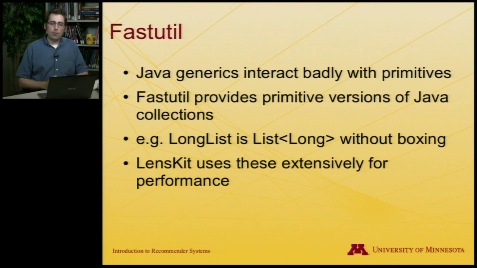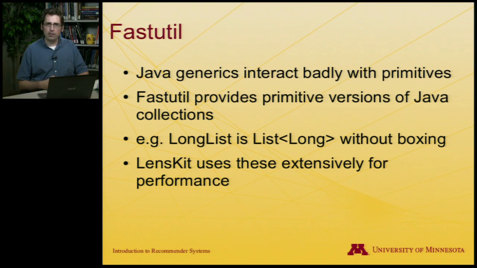LensKit also uses a library called FastUtil. Now, Java generics interact badly with primitives. If you've got a list and you want to store a bunch of longs in it, that doesn't work very well memory-wise or efficiency-wise. FastUtil provides primitive versions of Java collections.